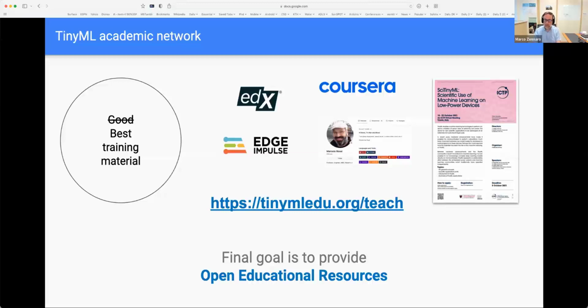If you go again to tinymledu.org/teach, you will find lots of training material from edX, from Edge Impulse, the Coursera course, a lot of training courses produced by Marcelo Rovai from Brazil. Those are open. You have GitHub examples, you have the slides, and then of course you have all the training material from the existing activities that ICTP has organized. And the final goal is to provide open educational resources so that you can actually reuse this material in your university, adapt it to your needs, and share it with your students.